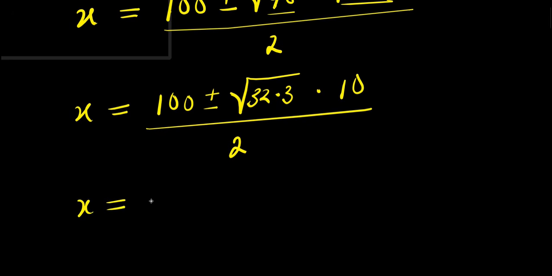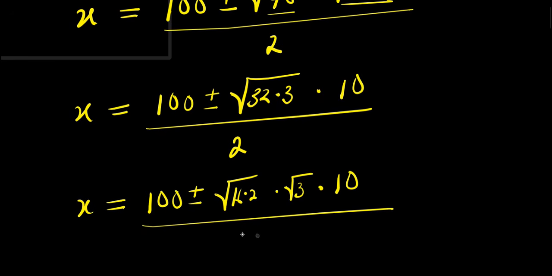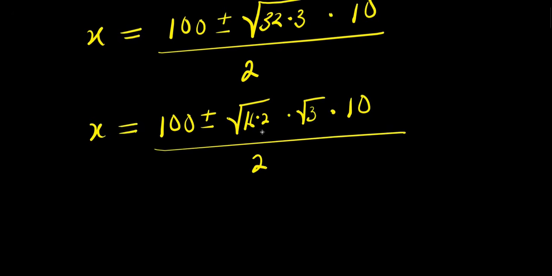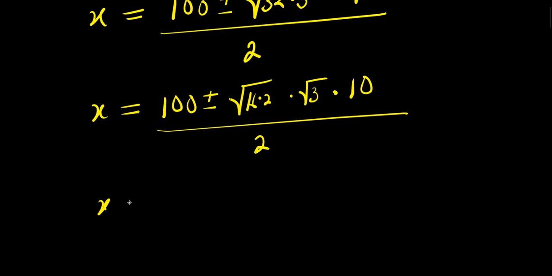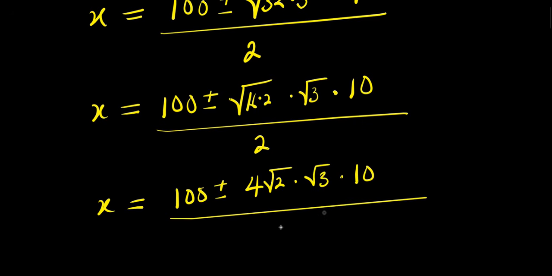We have x equals 100 plus or minus the square root of 32, which is the same thing as 16 times 2. So this is 16 times 2, that is 32, times the square root of 3 times 10, divided by 2. So right now, we have x equals 100 plus or minus the square root of 16, that is 4, times root 2 times root 3 times 10, divided by 2.